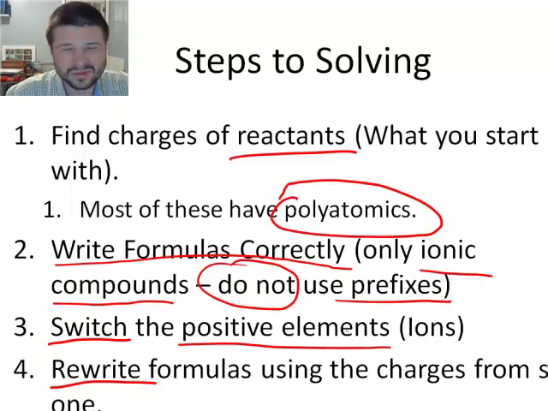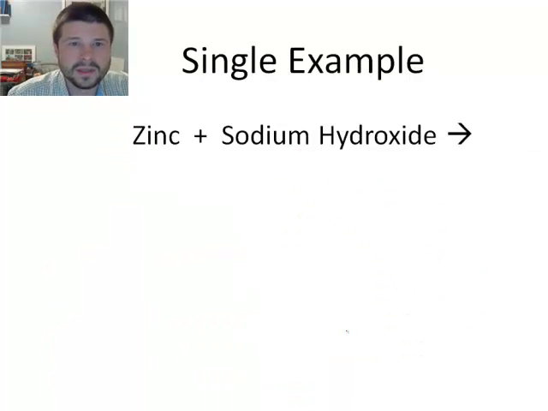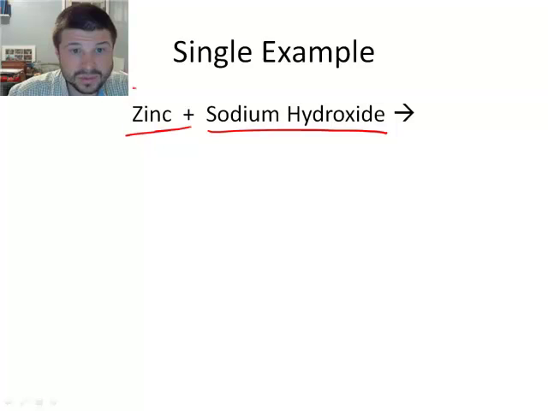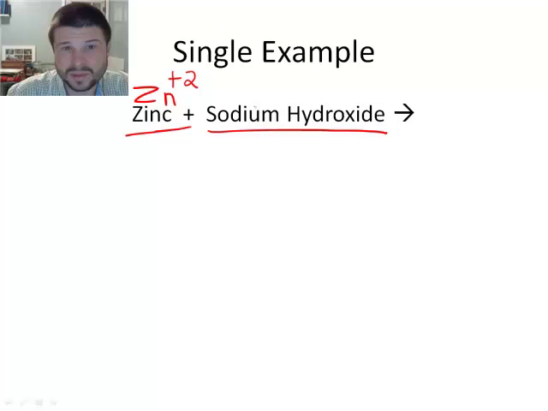So let's go through those and see what they're talking about. A single displacement example would be zinc plus sodium hydroxide. So the first thing you need to do is write out what you have. So zinc would be Zn. That's pretty easy there. And it would have a charge of 2 plus, but since it's by itself, it doesn't have a charge. So that's a little thing that's tricky about single displacement. When elements are by themselves, they don't have a charge, but when they're paired up, they do. It's kind of weird.